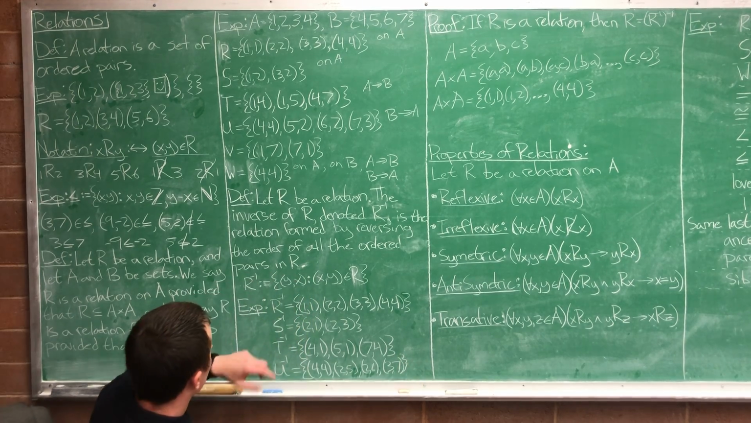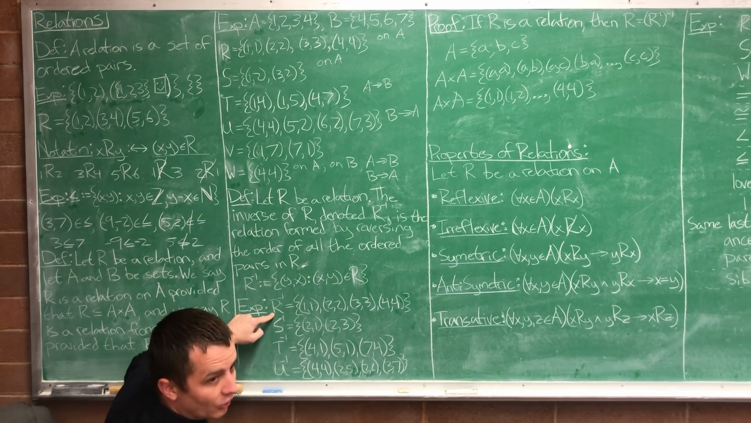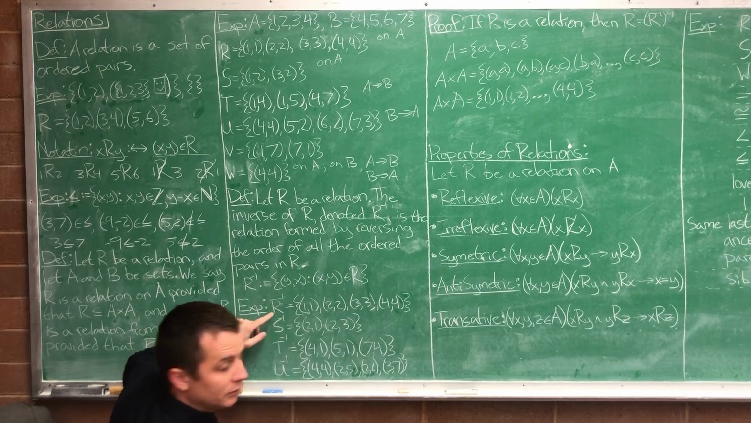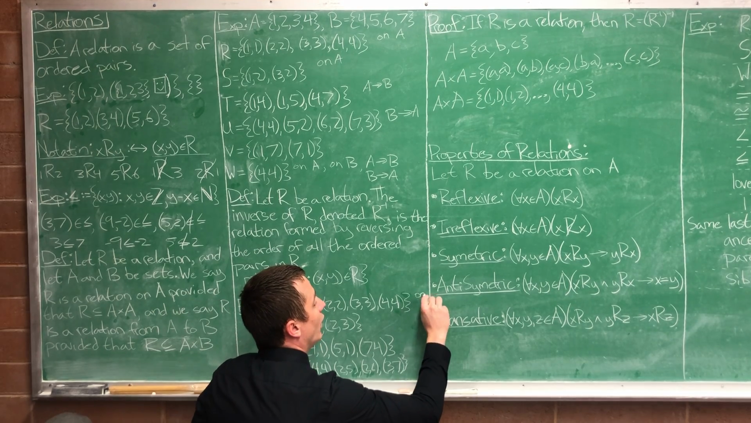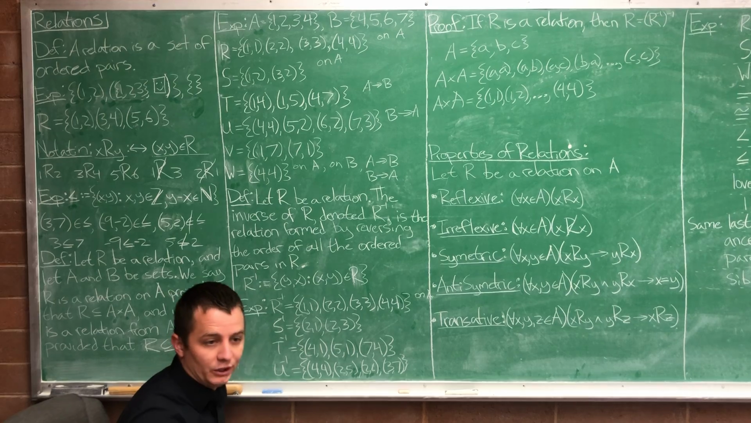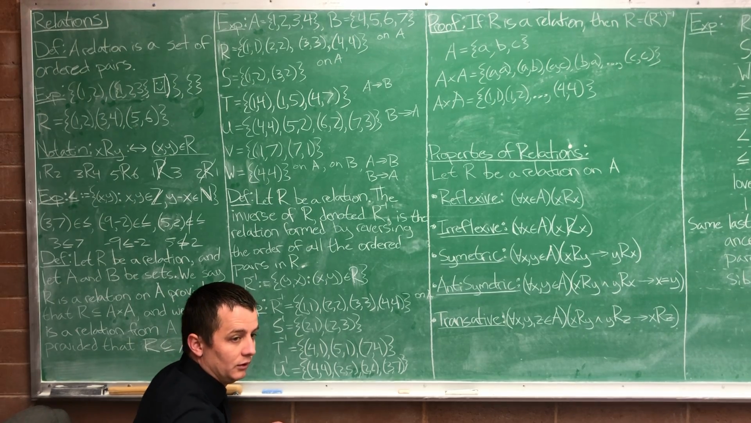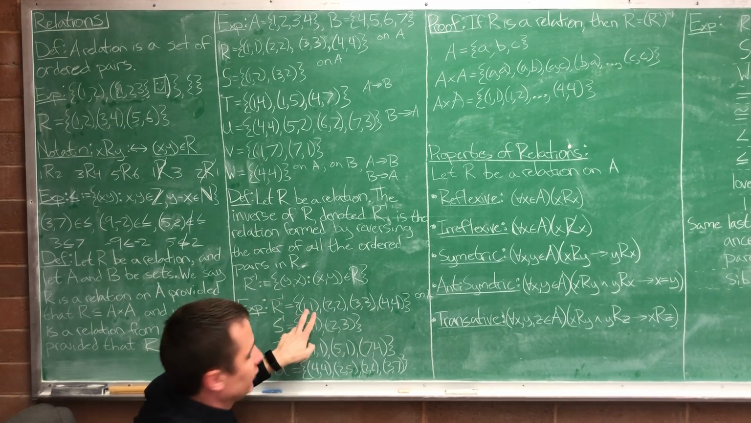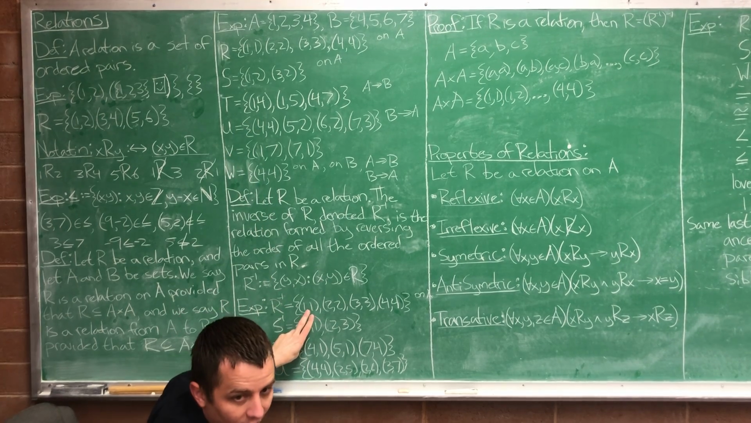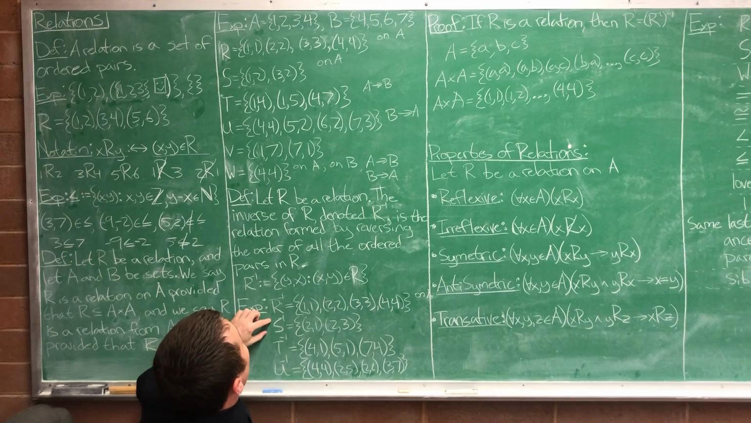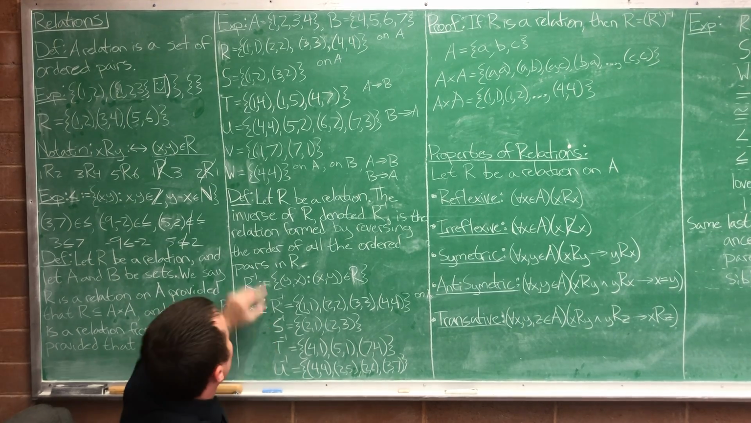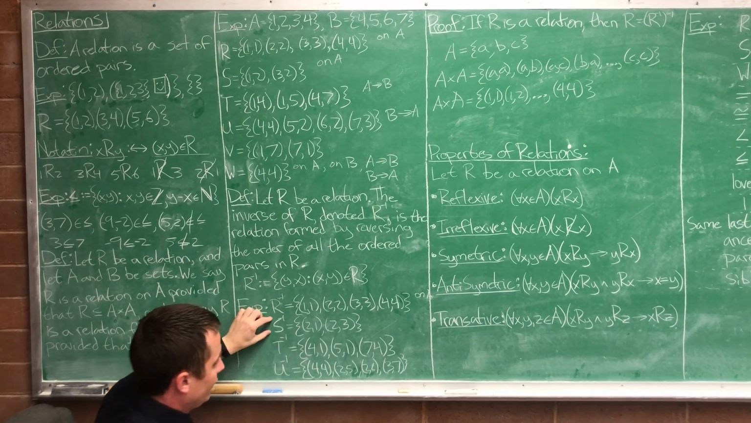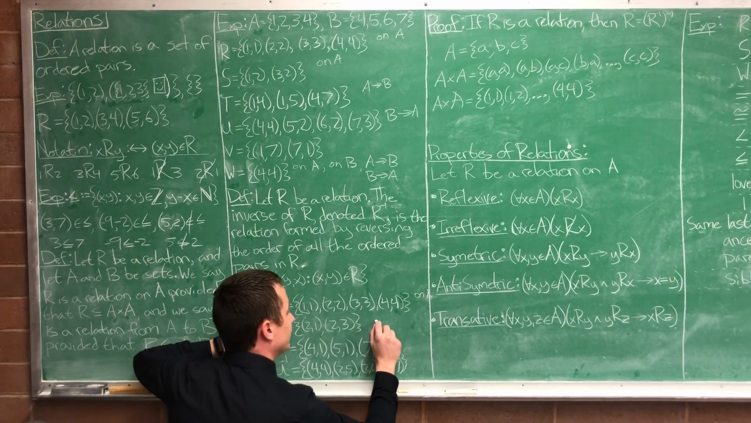All right, let's look at R. Is R still a relation on A? Yes. So if R was a relation on A, its inverse is still going to be a relation on A. If all the left-hand and right-hand elements were elements of A, then when you take its inverse, all the left-hand and right-hand elements are still elements of A. S was a relation on A. When we take its inverse, it's still a relation on A.